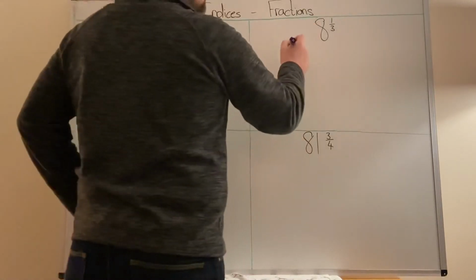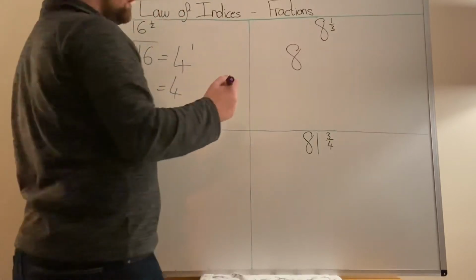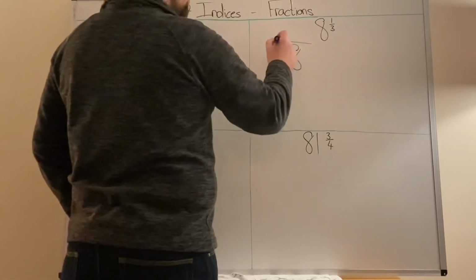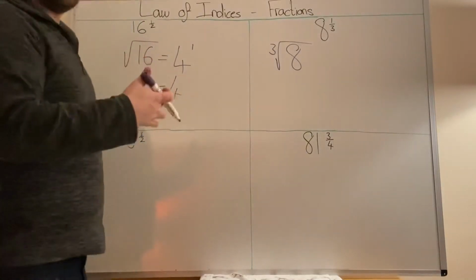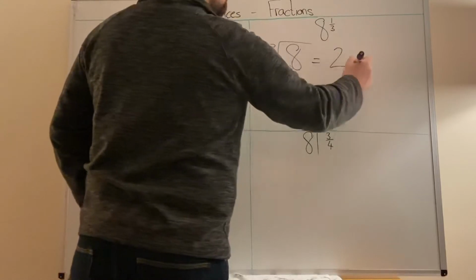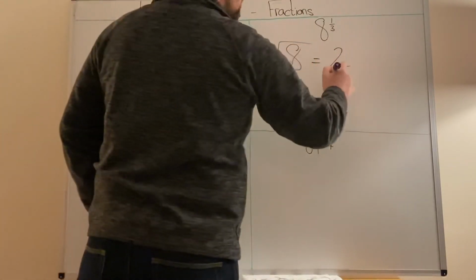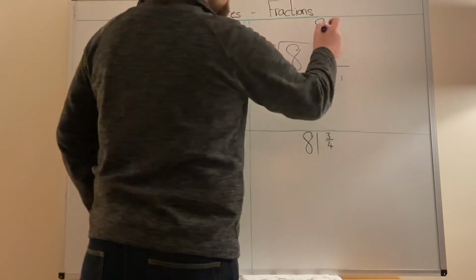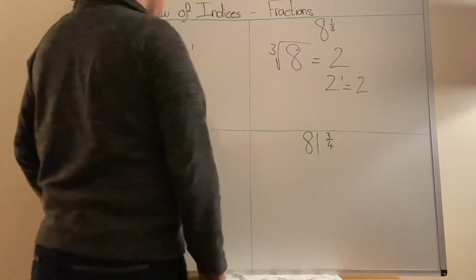So we've got 8. Now the number on the bottom tells us what root we're looking for. So we're looking for the cube root of 8. So something times something times something equals 8. And the cube root of 8 is 2. 2 then to the power of 1, because there's a 1 on the top, is just 2.